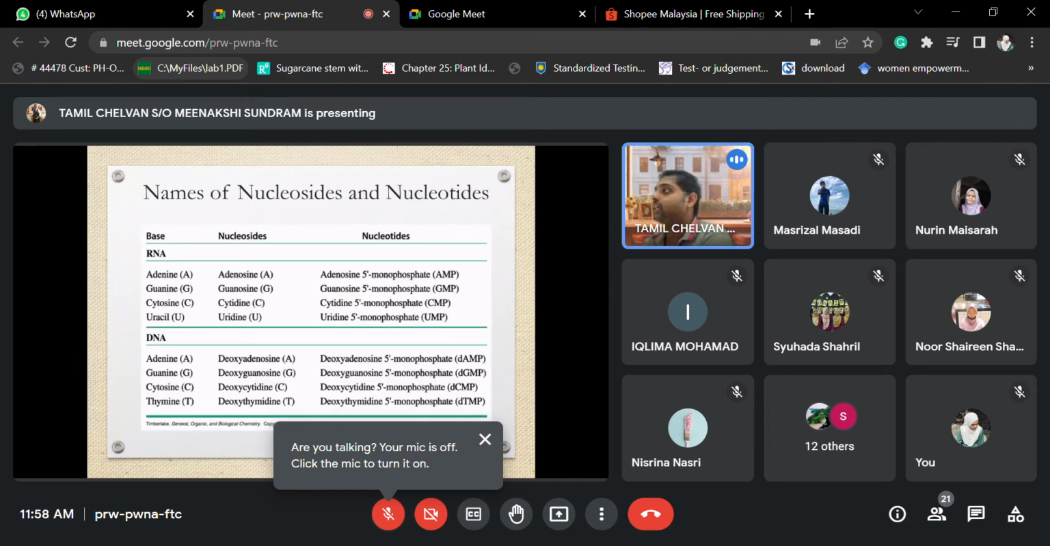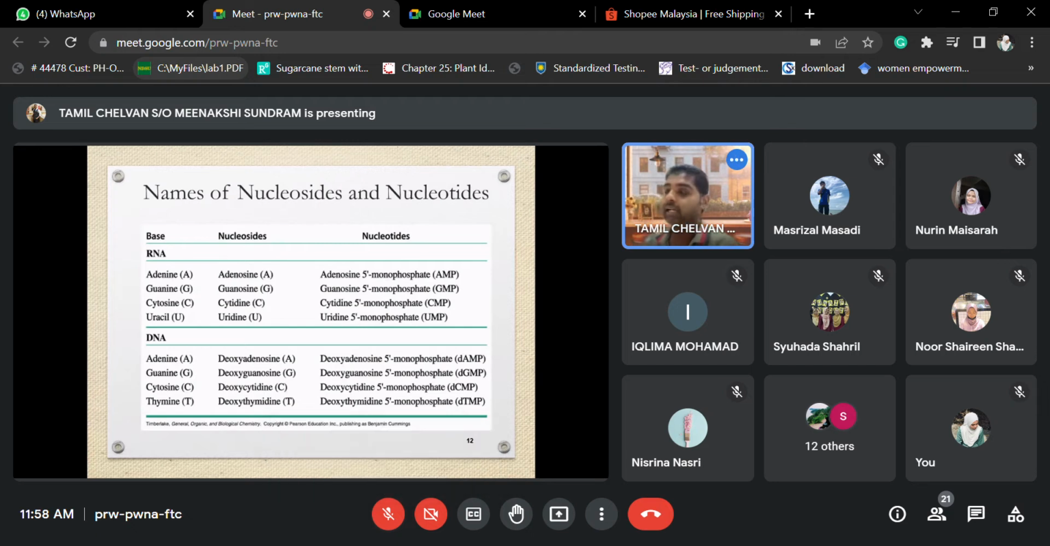Names of nucleosides and nucleotides. These are different names lah. I don't expect you to hafal the long names. Usually kita panggil dia adenine, guanine, cytosine, uracil ataupun thymine. The long names are not very important for you to remember anyway.